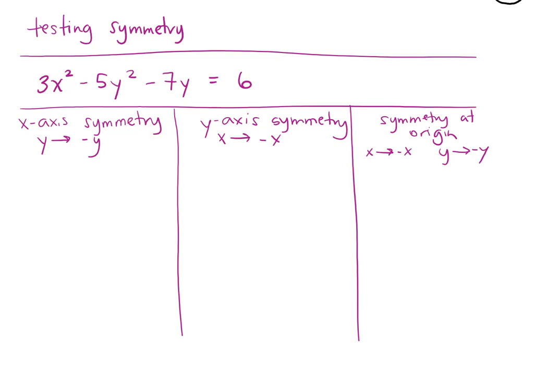For the equation that I have here, we would substitute negative y. So make sure that you substitute a negative y everywhere you see a y, and then you want to simplify it. So that means 3x squared, that's still negative 5y squared. That becomes positive 7y and 6. And then you want to compare this to our original.